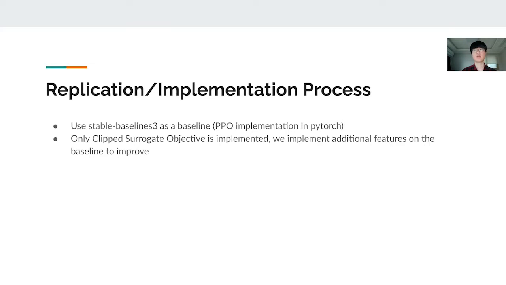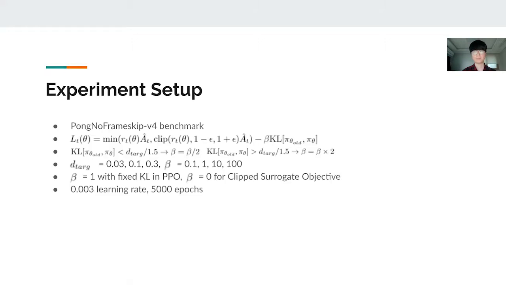Hi, I'm Sanguk, and I will continue to explain how we implement our algorithm. First, we use Stable Baselines3, a PyTorch implementation of PPO. Since it contains only the clipped surrogate objective, we implemented the previous adaptive KL on the baseline. For evaluation, we use Pong as the training environment because robotics simulation requires high computing power. Our algorithm used the original setting for decaying beta, but its initial value is changed.